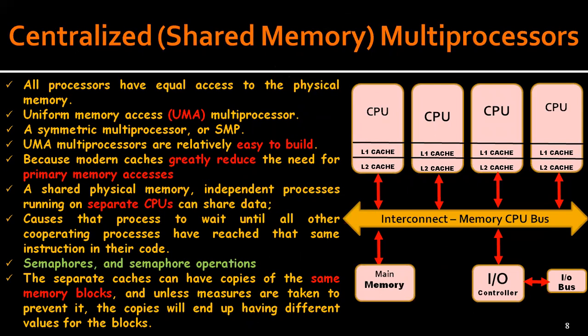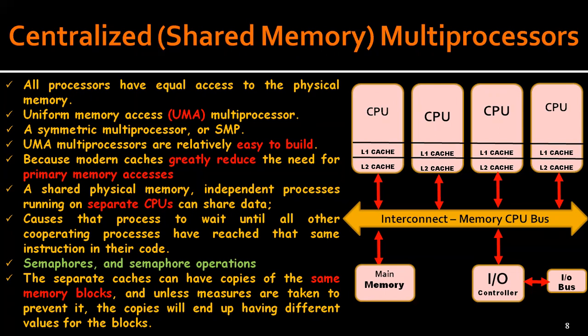So here the UMA multiprocessors may also be called symmetric multiprocessors or SMP. They are relatively easy to build because additional processors can be added to the bus of a conventional uniprocessor mechanism, because modern caches greatly reduce the need for primary memory access. And the increase in bus traffic does not become a major performance issue until the number of CPUs is more than a few dozen or so.